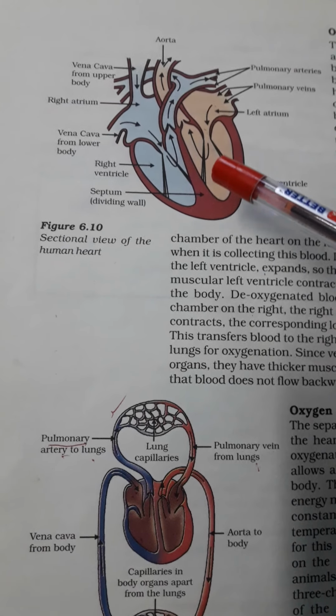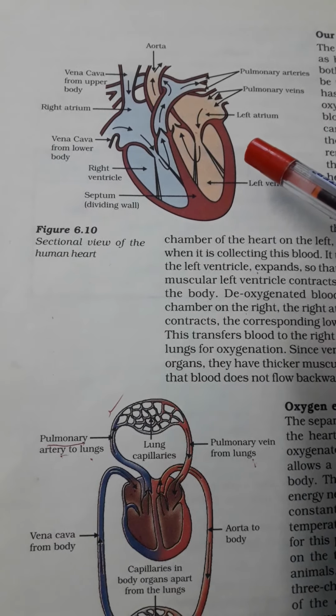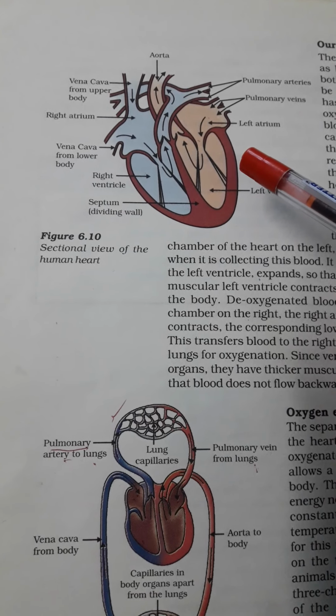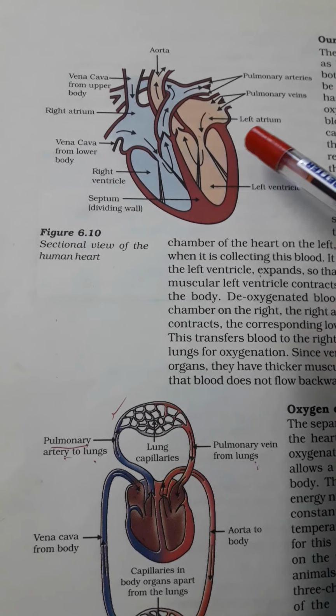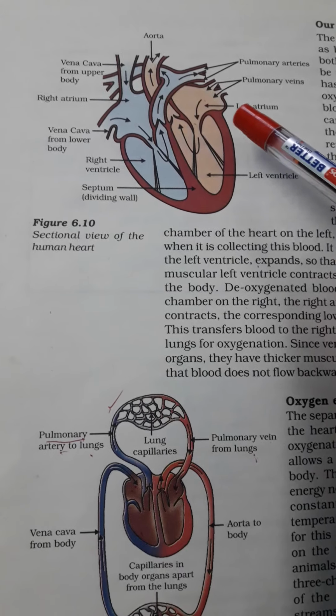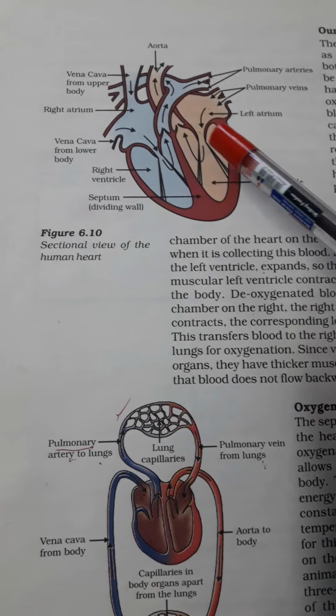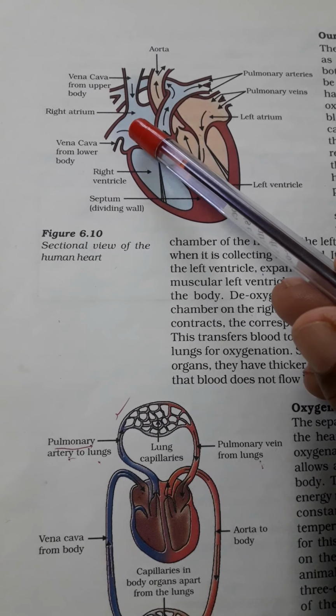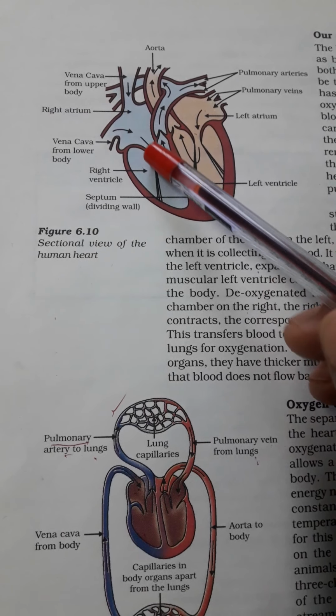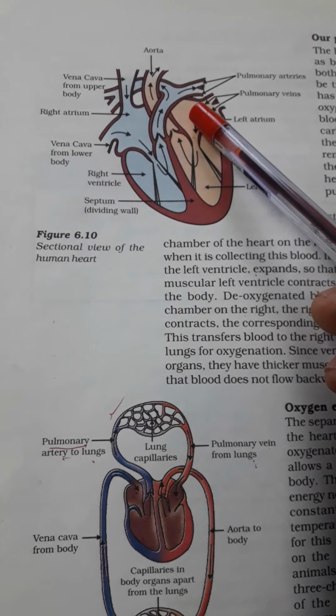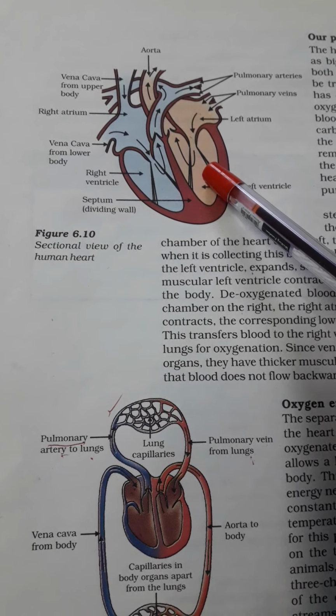Dear children, today we will discuss the transportation in human being. Heart is the main pumping organ of our body. So first we have to discuss the structure of human heart. Human heart has four chambers. See, this is the right atrium, right ventricle, left atrium, left ventricle.